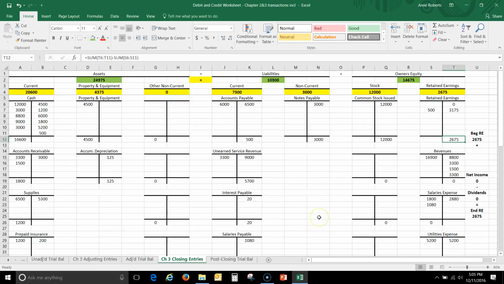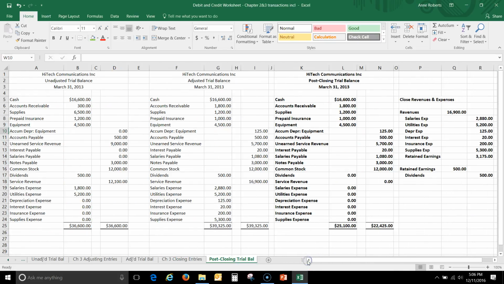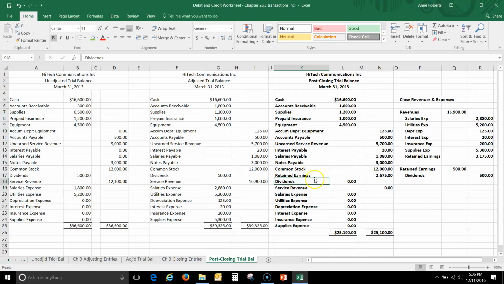So once those entries are posted, okay, scroll back through. Uh-oh. Hang on one second, let me find it. I've got an error somewhere. Okay, sorry about that. In all my cutting and pasting for this spreadsheet, I forgot to add the retained earnings account in there.